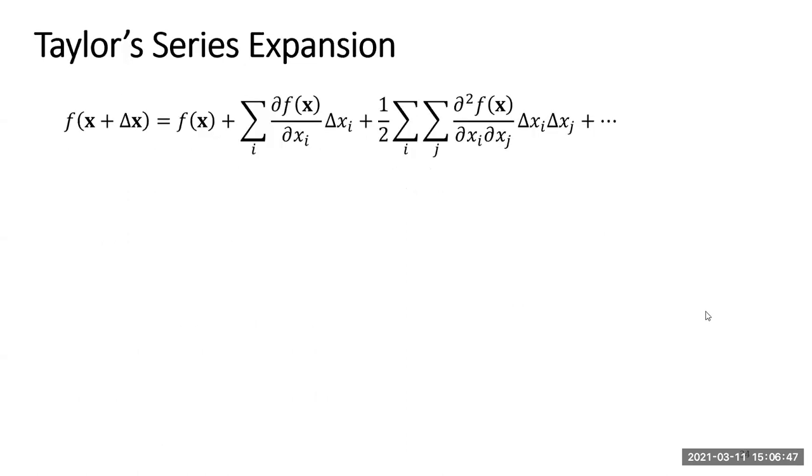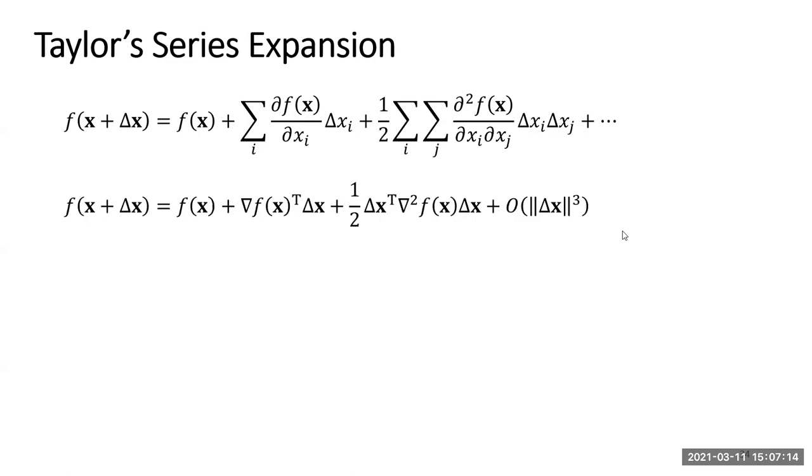Taylor series expansion of a multivariate function: f of x plus delta x equals f of x plus the summation over i of partial f over partial x_i times delta x_i, plus half the summation over i, summation over j, of del square f of x over partial x_i partial x_j times delta x_i delta x_j.